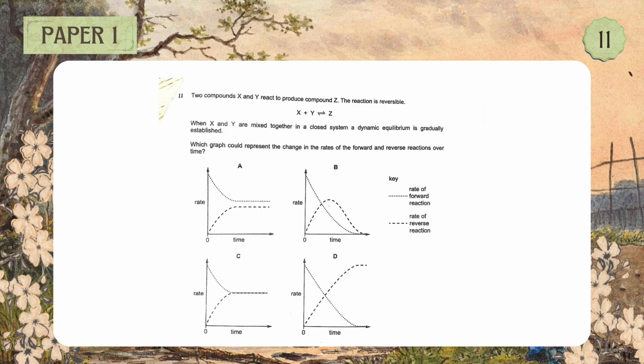Question 11 asks us to identify which graph correctly represents how the rates of the forward and reverse reactions change over time as the system moves towards dynamic equilibrium. When dynamic equilibrium is finally established, the forward and reverse rates become perfectly equal. On a graph of rate versus time, this means that the two curves must meet and merge into a single horizontal line. Look at our choices. Graph A shows them leveling off but remaining unequal, so incorrect. Graph B shows both rates dropping to 0. That's a completed reaction, not equilibrium. And graph C shows the forward rate starting high and dropping, the reverse rate starting at 0 and climbing, and both meeting to become perfectly equal, which is exactly what we're looking for.